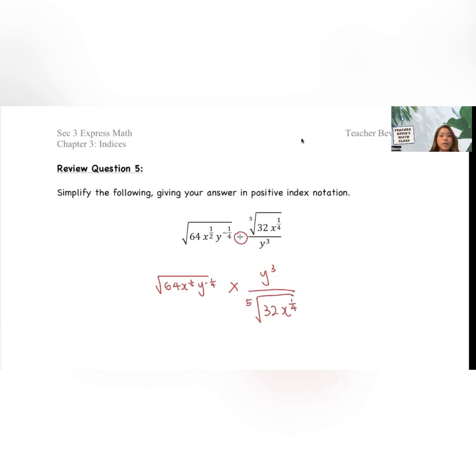Okay, so for rational indices, let's take a step back first and understand a little bit more about them. For example, if I have the cube root of a squared, how do I change it to a fraction power? It is actually a to the power of 2 over 3. The numerator represents my power, and the denominator represents my root number.